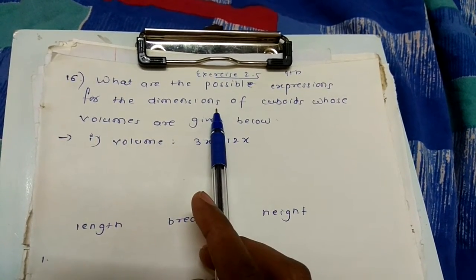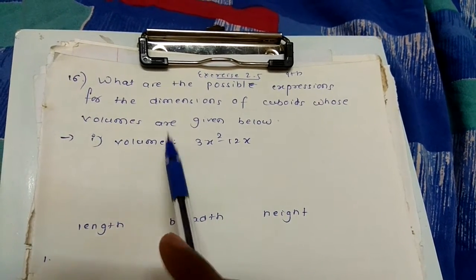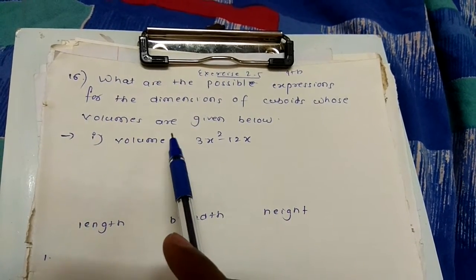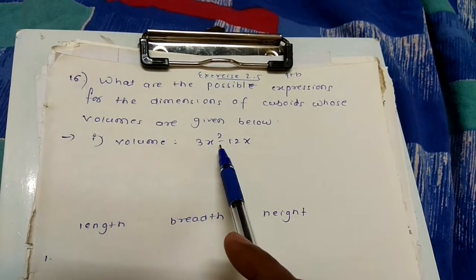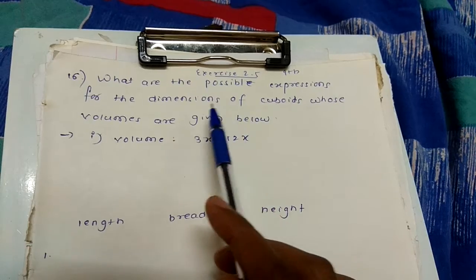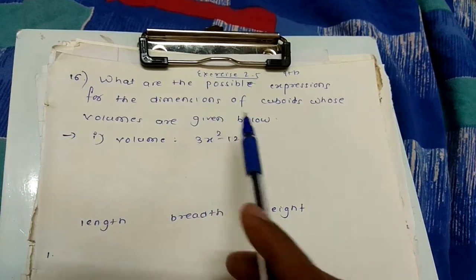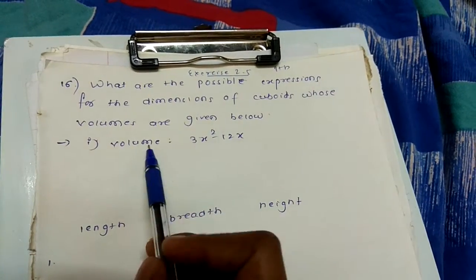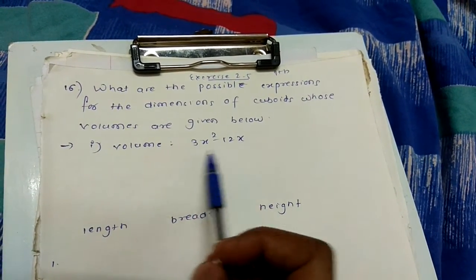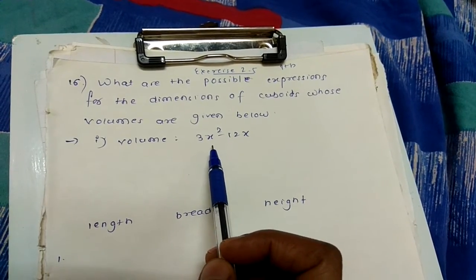Dimensions are nothing but the measurements, and when the volume is given, we know the formula: volume of a cuboid equals length into breadth into height. So we have to find the possible expressions for length, breadth and height. We have to write the given polynomial as a product of three terms.